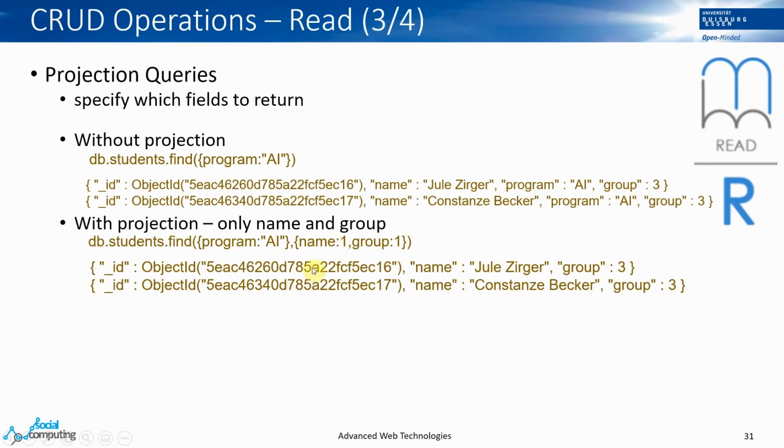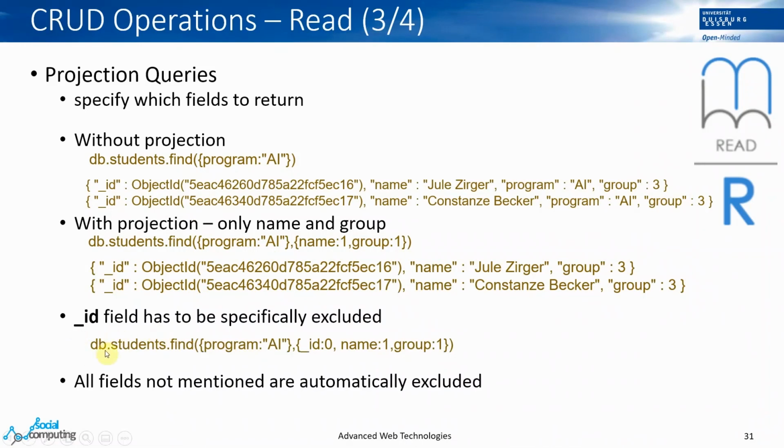So what MongoDB does is that, in order to remove the ID, you have to explicitly remove it. So how can you do that? You have to say _id 0, and once you execute this query, what you will get is only name and group. So as soon as you add one field to be returned, all the fields which are not mentioned are automatically excluded. So you have to specify all the fields that need to be returned.